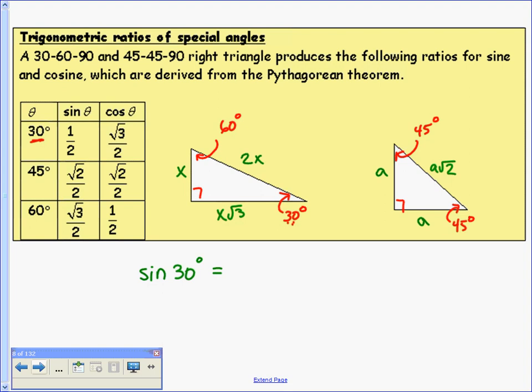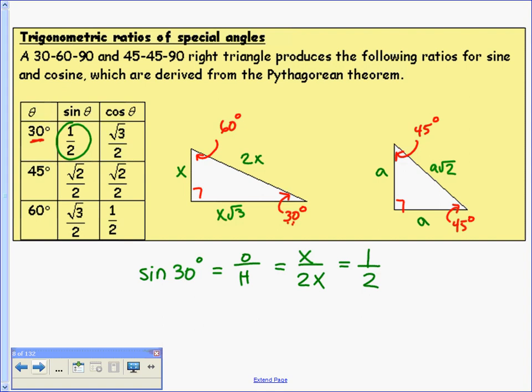Okay, sine we're going to use opposite over hypotenuse, which opposite of that is going to be x, and our hypotenuse is 2x. If we simplify that, we get 1/2, and that's how we get this value here. And these you need to memorize. You could go through and prove each one of these, but it's also something that you need to be very familiar with. You need to memorize these.